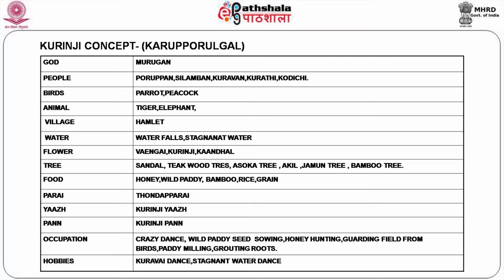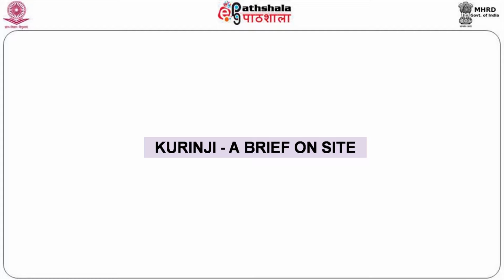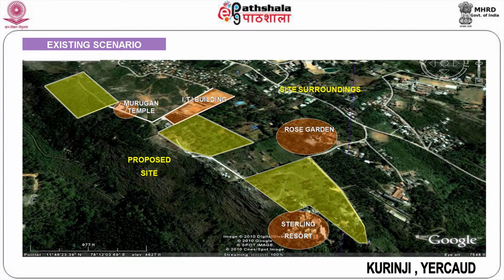These are all history we are talking about. You can go through, read them. It's a way you have to go about it. Then a brief on-site note. This Yercaud site, how is it now? They have identified 3 different locations for us, totally comprising 25 acres.